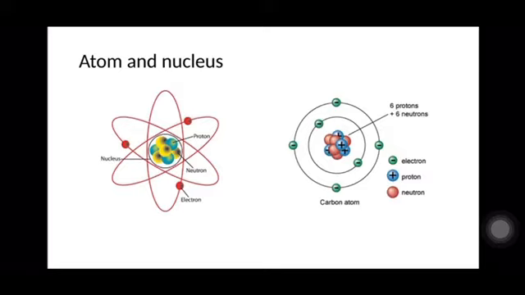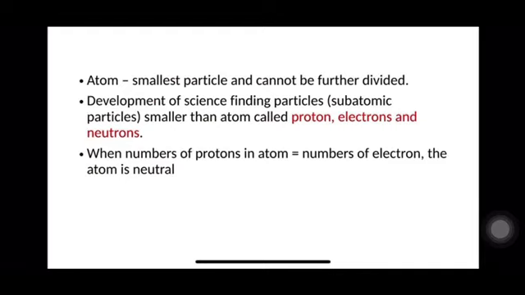Walaupun atom ni sudah kecil, tapi sebenarnya dia macam tubuh badan kita lah manusia. So kita ada part of the body. Sama juga macam atom. Dia ada body dia tu yang mana kita panggil dia adalah subatomic particle. Okay, so what is the definition of atom? So revise balik. So atom ni dia adalah smallest particle and cannot be further divided. Dia lah paling kecil. Tapi dia ada tubuh badan dia yang mana kita panggil dia adalah subatomic particles. Dan subatomic particle can be divided into 3 parts, which is proton, electrons and neutron.